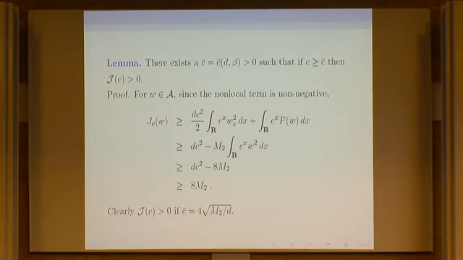And also we are going to show that for small c, the infimum is negative, and then we want to use a continuity argument to find a c such that the infimum is 0, and that one gives us the speed of the traveling wave.